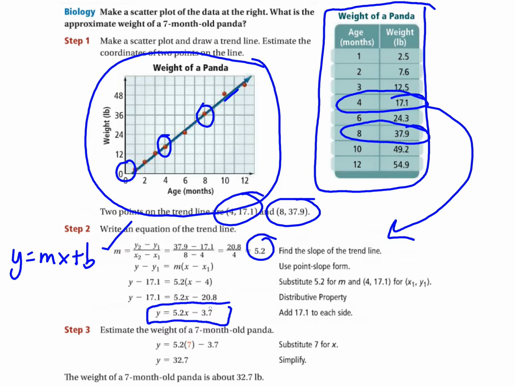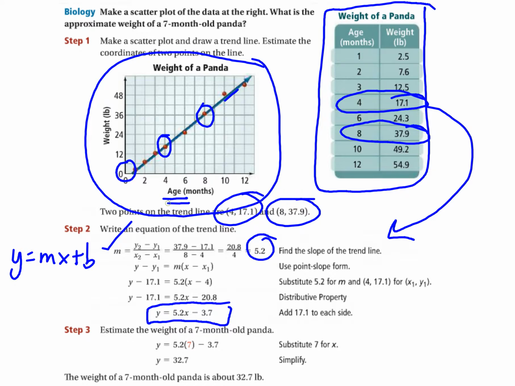So now I can use that equation to make a prediction on the weight of any type of panda, however old the panda is, because x is age in months. So I'm going to give an estimate of a 7-month-old panda by just plugging in 7, and I can expect that panda to weigh about 32.7 pounds.